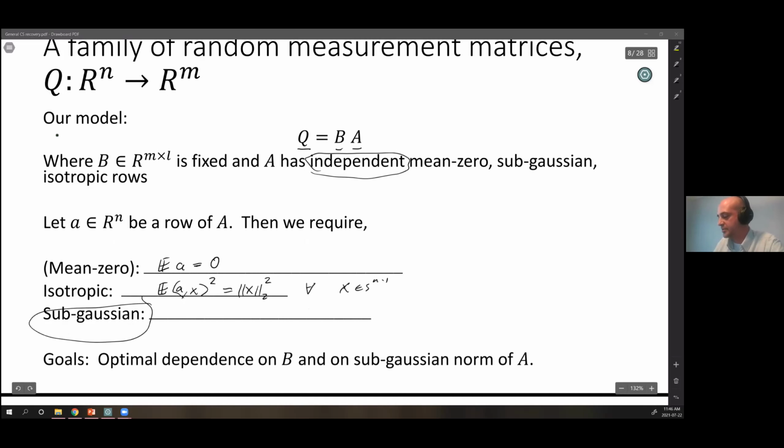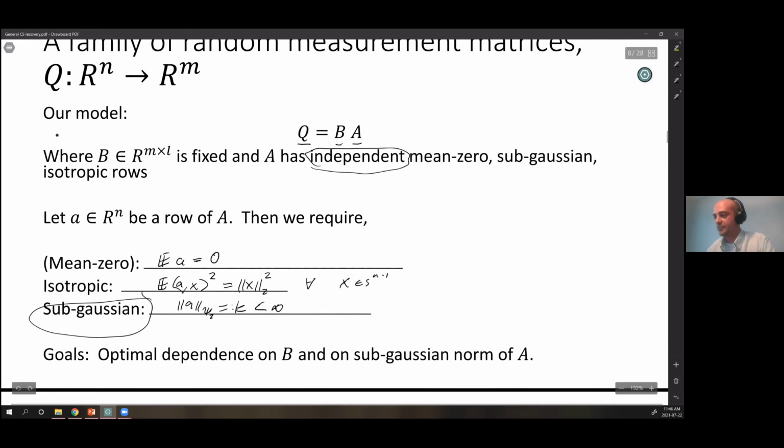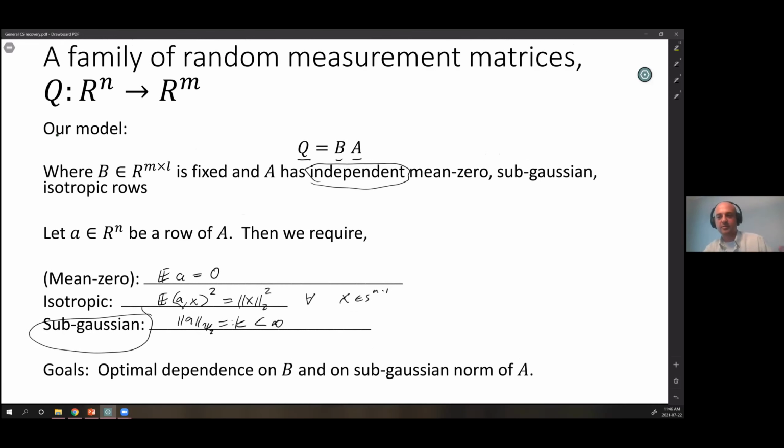And Subgaussian, so the psi 2 norm of a, let's say that's K, and we require it to be finite. And our goals will be an optimal dependence on B, on properties of B, and on the Subgaussian norm K. Okay, let me pause for questions. Great.